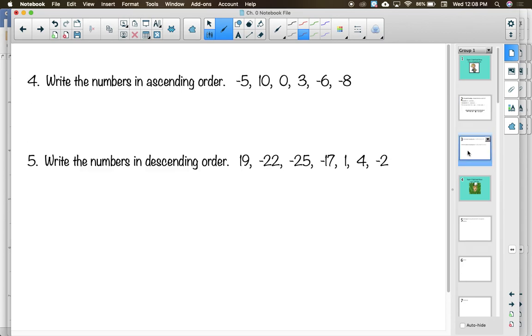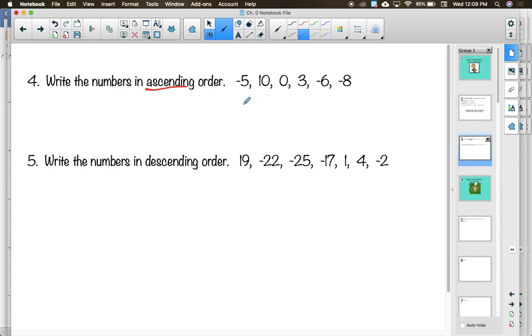So let's do our 2 practice problems. Again, these should already be finished in your notes. All right, if not, pause the video, complete these 2 questions now, and then you can come back and check your answers. So number 4, the first thing I take notice to is the word ascending. Ascending means least to greatest.